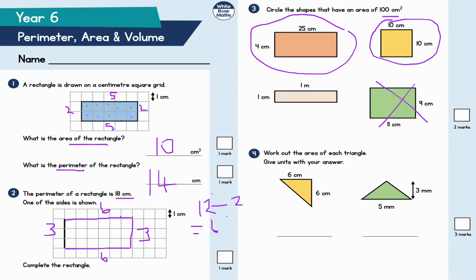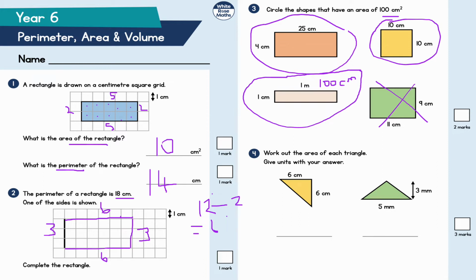This one, you've got to be very careful. I've got meters and centimeters. So 1 meter is equivalent, i.e. the same as 100 centimeters. 100 centimeters times 1 centimeter does indeed give me 100 centimeters squared. So that is correct, although the dimensions are different. So be very careful and always check your dimensions when you're answering shape questions for area, perimeter, or volume.